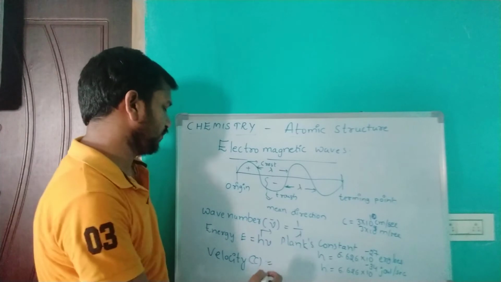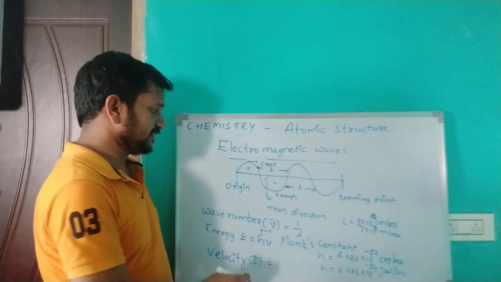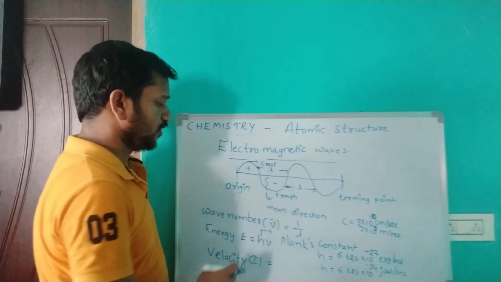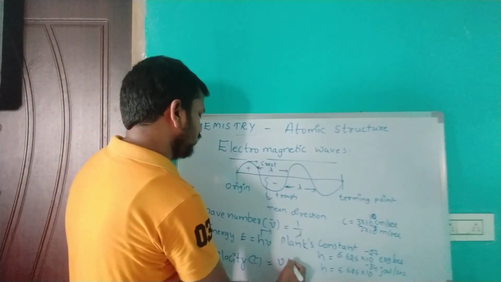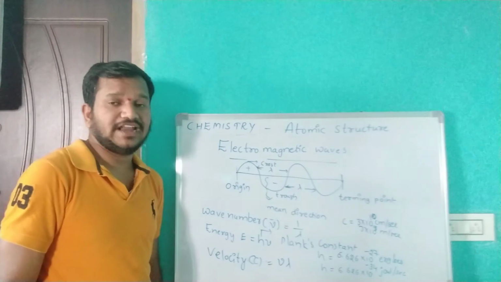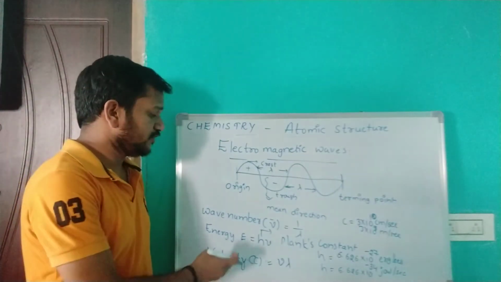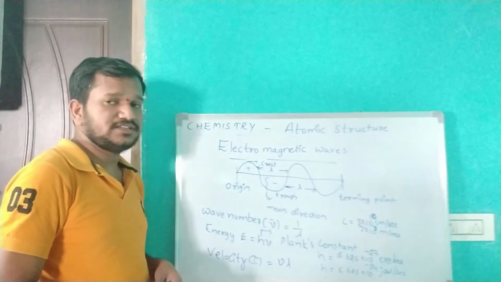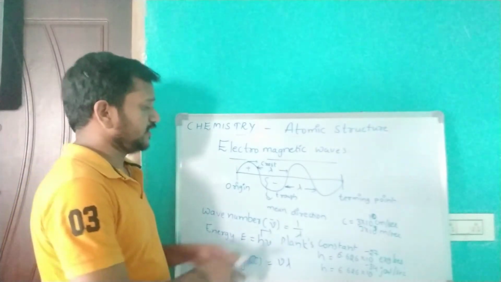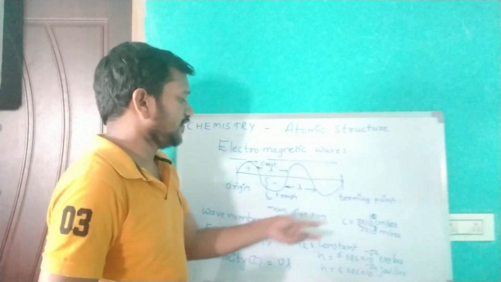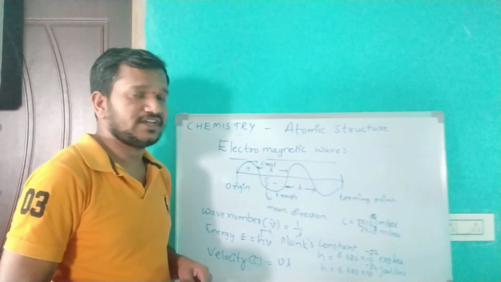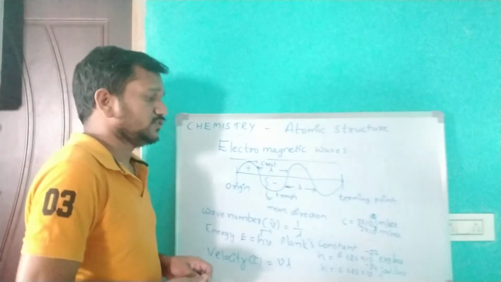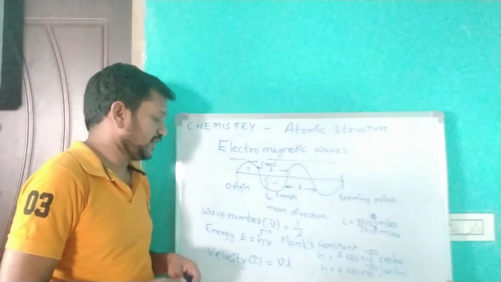C, the velocity, depends upon the nu and lambda. The product of the frequency and wavelength is known as velocity. Already we discussed the value. The velocity c is equal to 3 into 10 to the power of 10 centimeters per second, and 3 into 10 to the power of 8 meter per second.